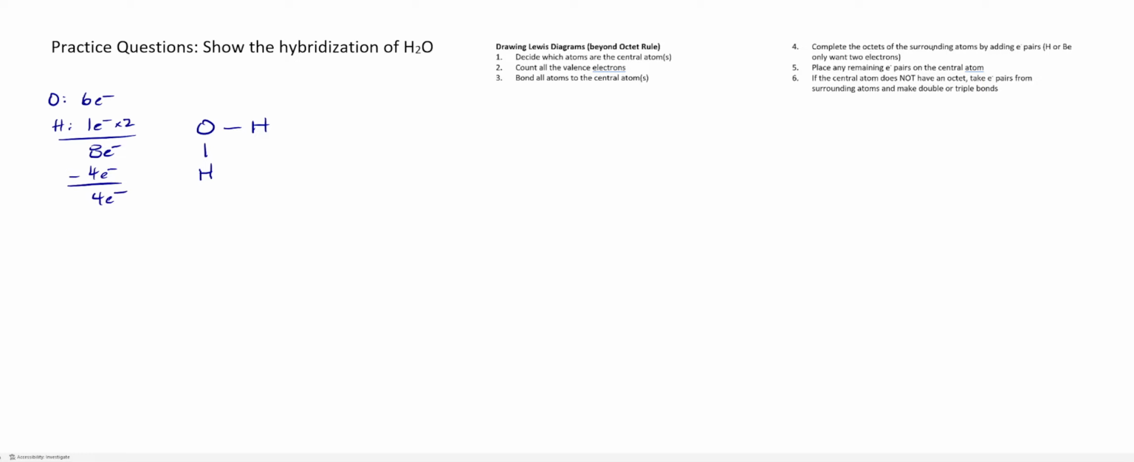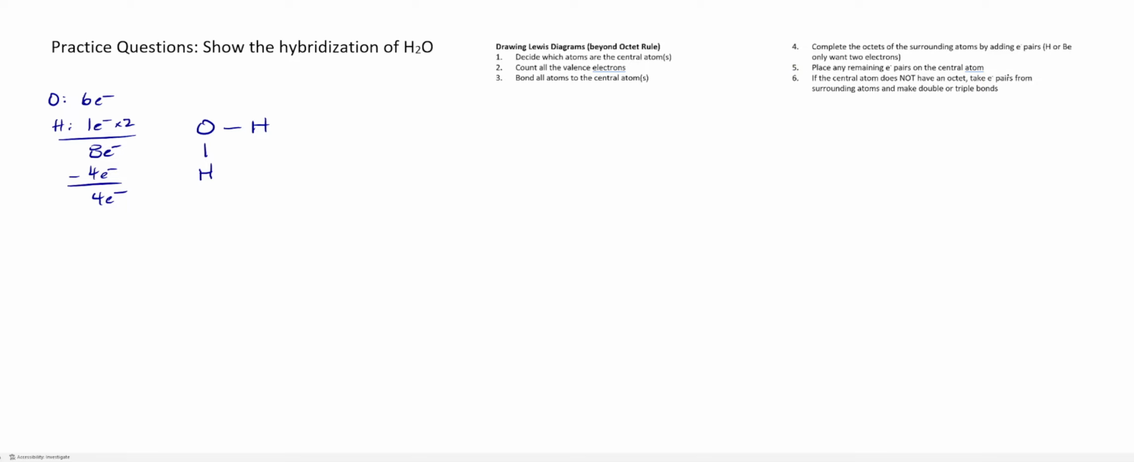It says complete the octets of the surrounding atoms by adding electron pairs. Hydrogen is the exception, right? So hydrogen only wants these 2 electrons that are in the bond. So I don't have to do step 4 because the surrounding atoms are hydrogens and they only want those 2 electrons. So I move on.